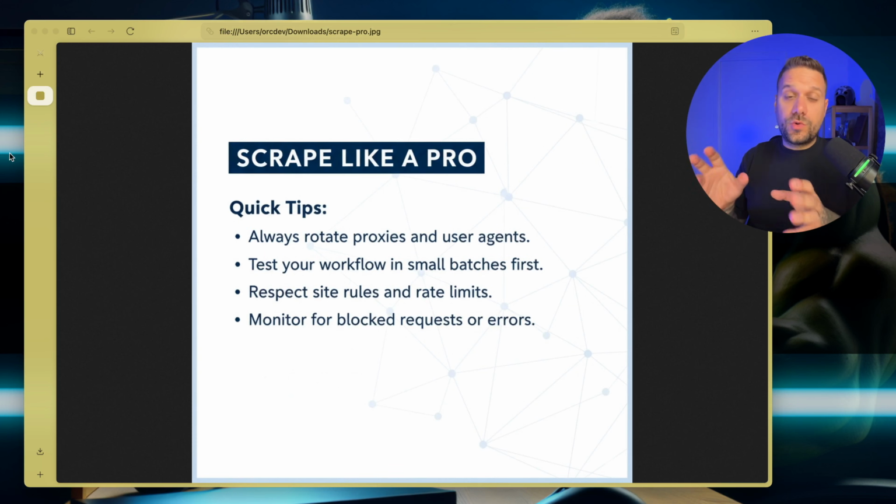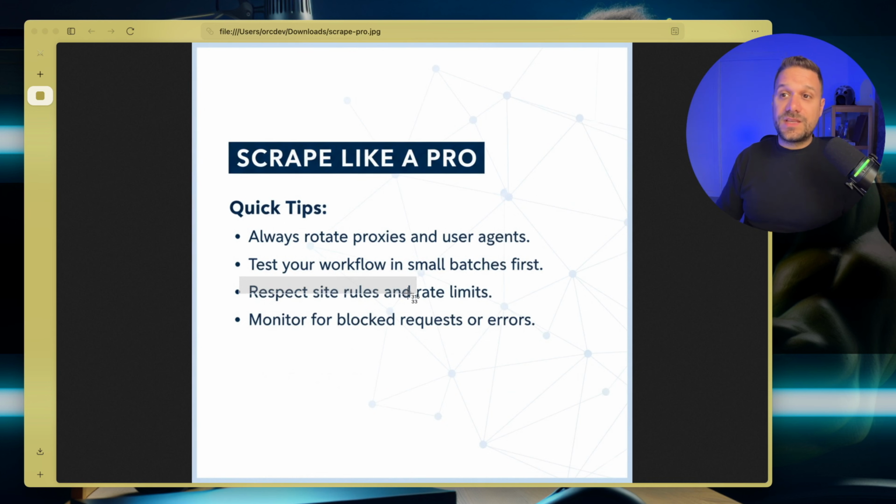And here are a few quick tips how to scrape like a pro. First thing, as we said, always rotate proxies and user agents so the platform, website, or whatever it is doesn't know where you are coming from. Then test your workflow in small batches first. I think this is really important. Put some rate limit first on your side before sending it to the other side, because if you send 1 million requests, you can get blocked forever.